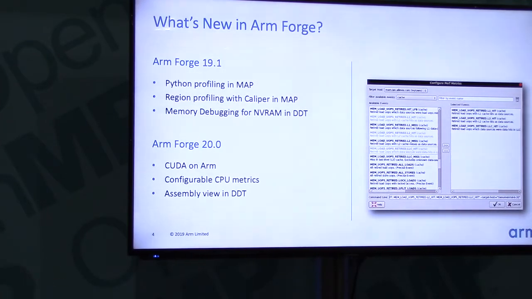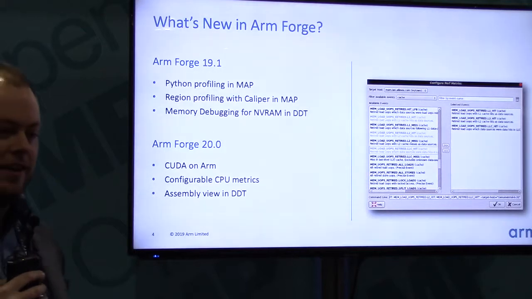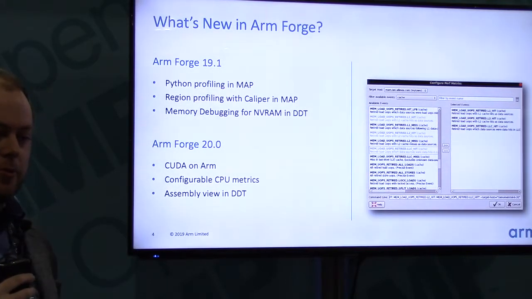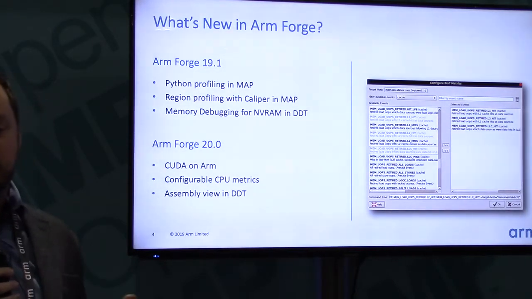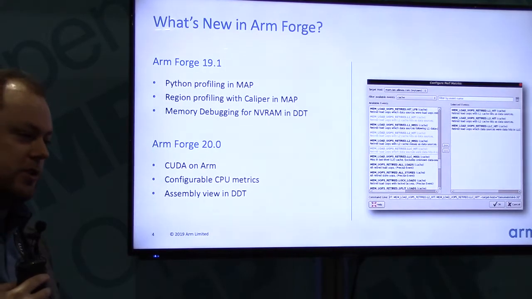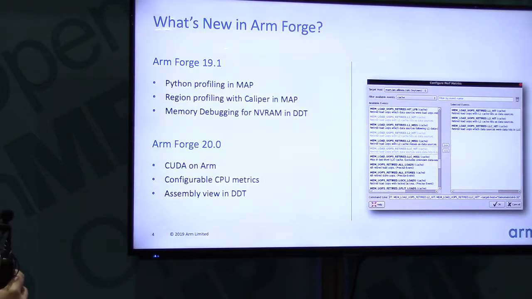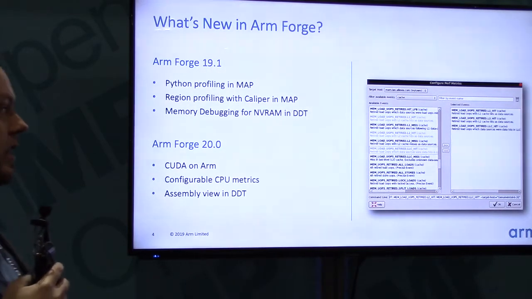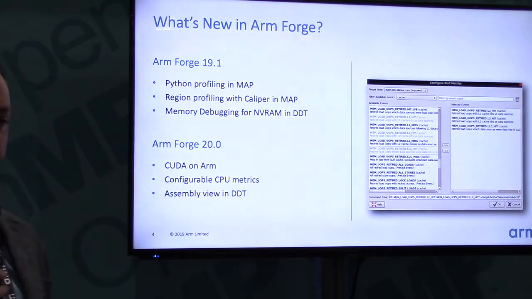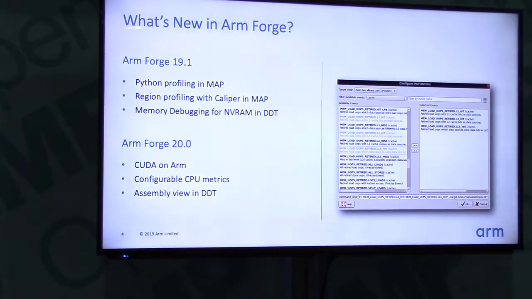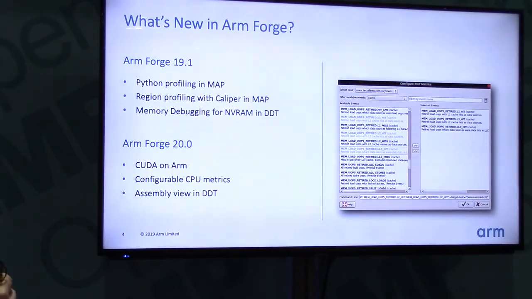And the big item for supercomputing this show is the CUDA on ARM support. So NVIDIA have just announced that they're bringing their stack over to the ARM platform, and so our tools are now ready to support that. The picture on the right there is an image of our configurable metrics feature, which is new in MAP. So you can choose individual Linux perf metrics to profile along with the rest of your application. And we've also added an assembly view to DDT.